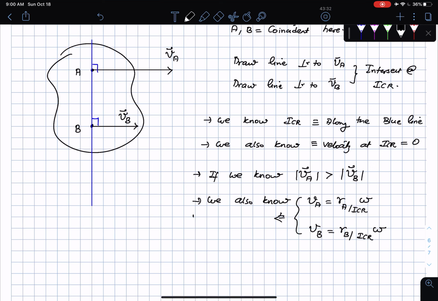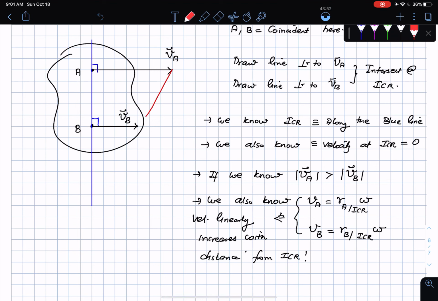Velocity linearly increases with distance from the ICR. So here is what I have to do. All I have to do is take a line and join the heads of these velocities and then extend them here, which means that wherever that intersects this line is where the ICR is located. I hope this makes sense.